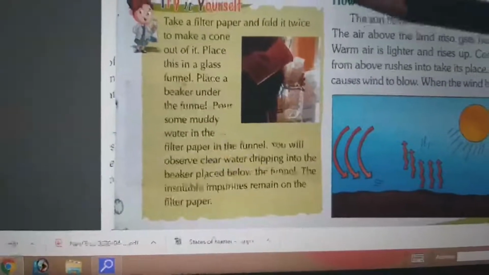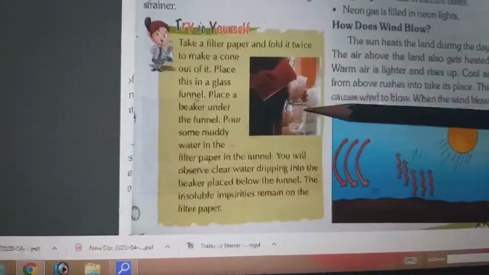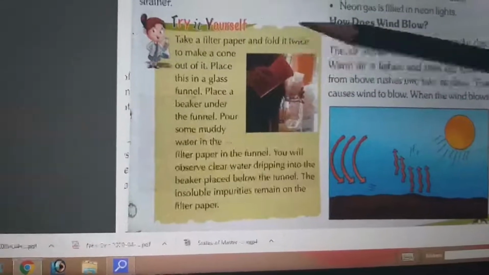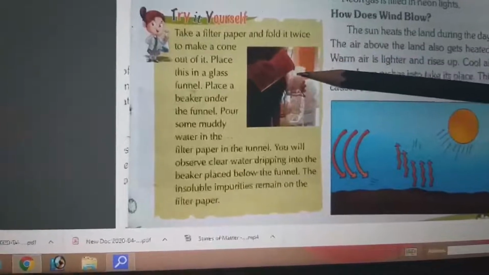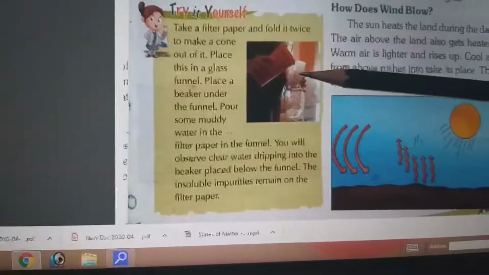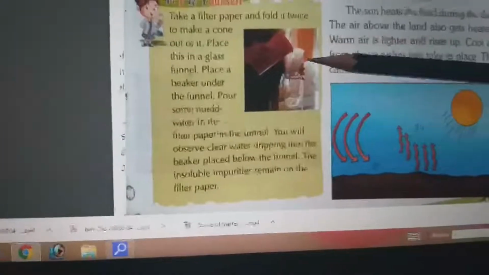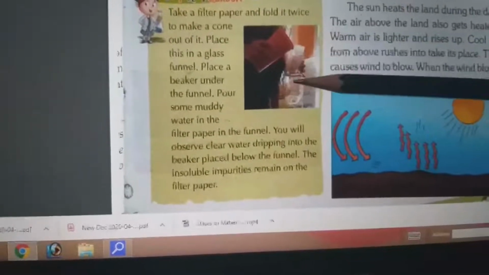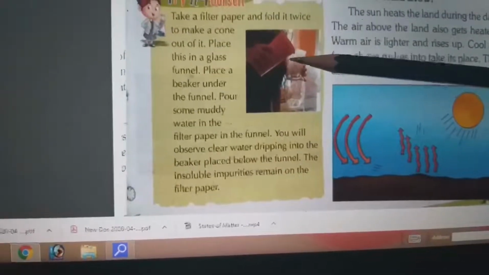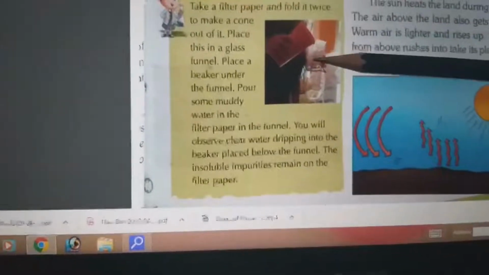This is how we have to make a cone of the filter paper and place it above a container. Then take the water which has insoluble impurities and pour it onto this filter paper. You will see that when you pour the water onto the filter paper, the water will start dripping into the container slowly, right? And once the whole of the water has dripped into the container, you will see the insoluble impurities left on this filter paper.